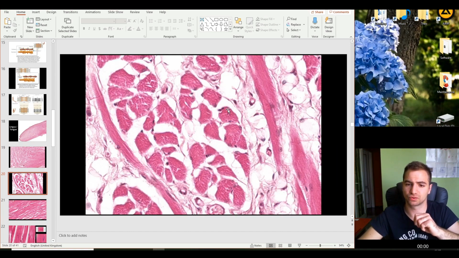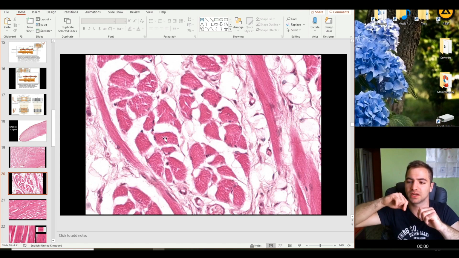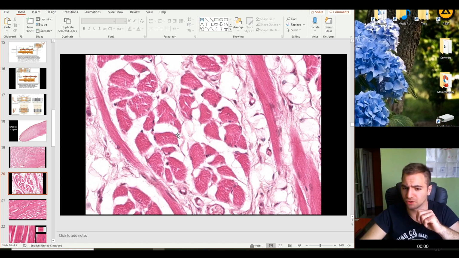Let's focus first on the cross sections. The typical picture is going to be this peripheral location of the nuclei of the muscle fibers. Of course, it's going to be in the periphery, and the center and the whole cytoplasm is going to be filled with thick and thin filaments.